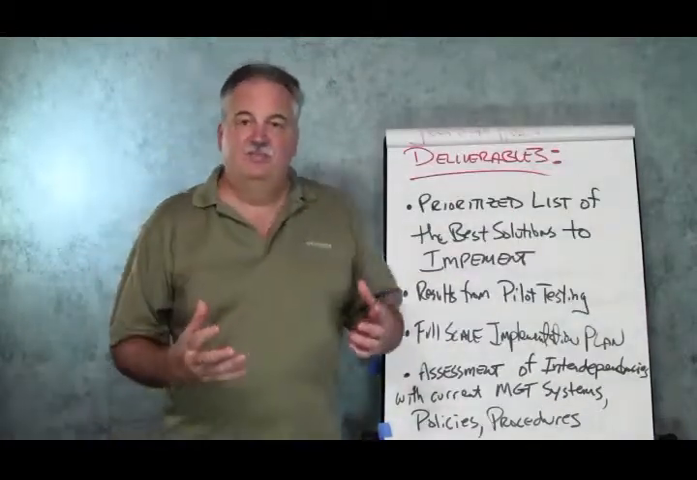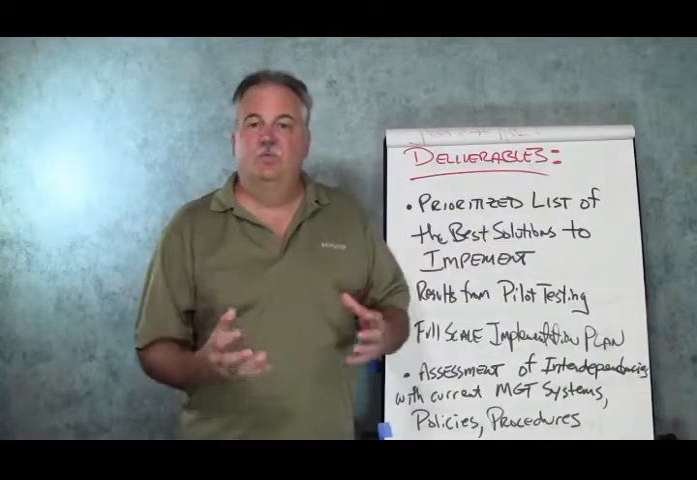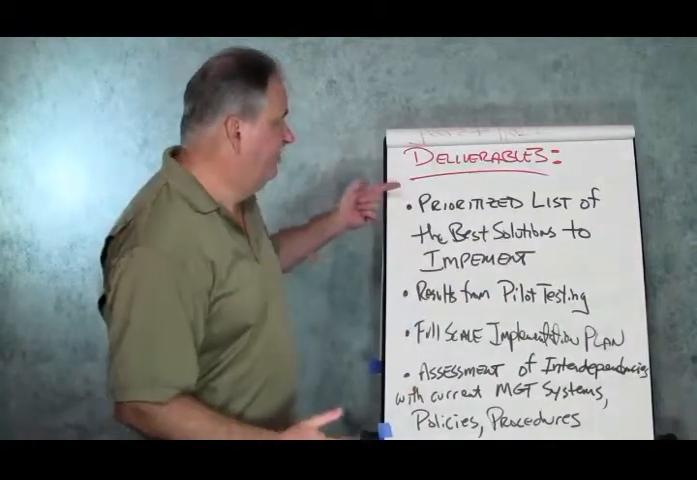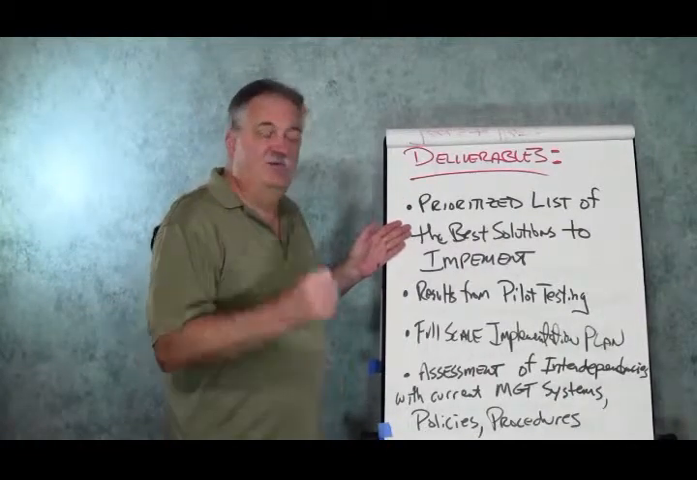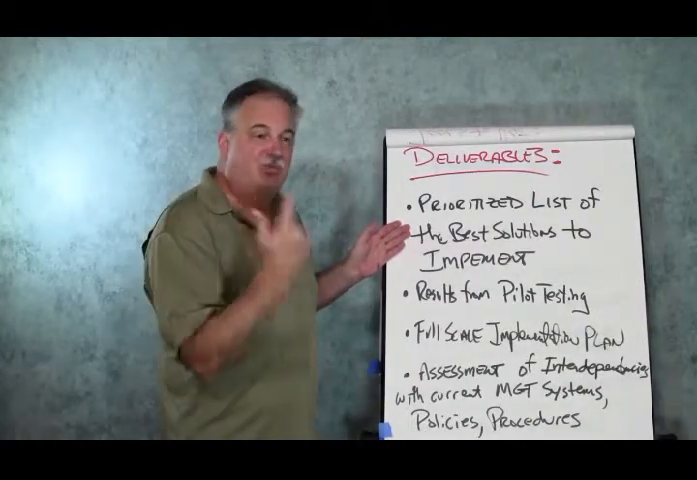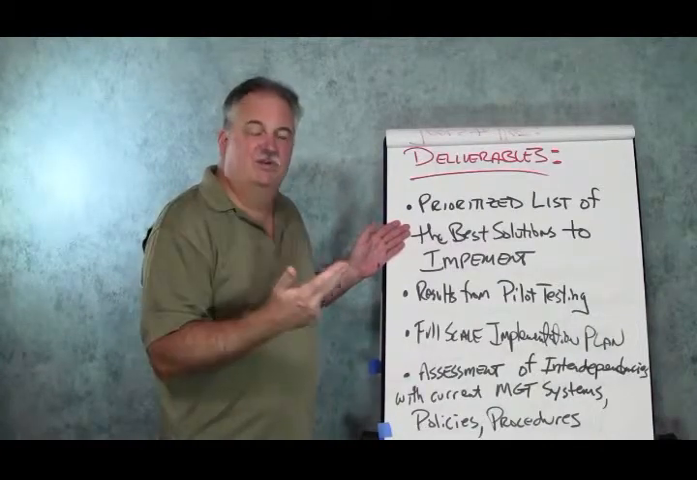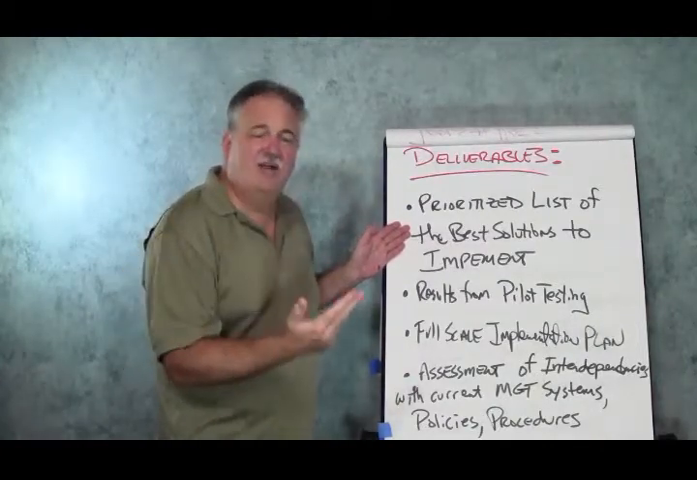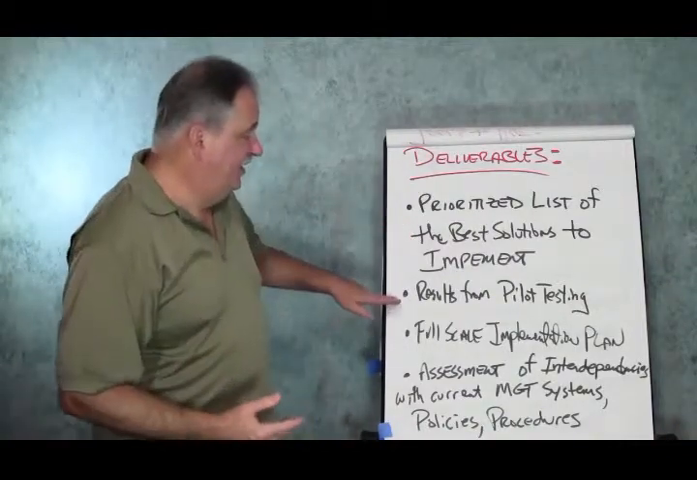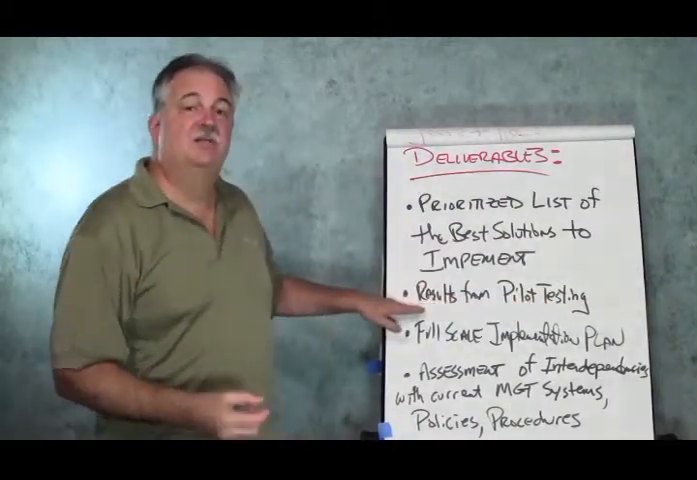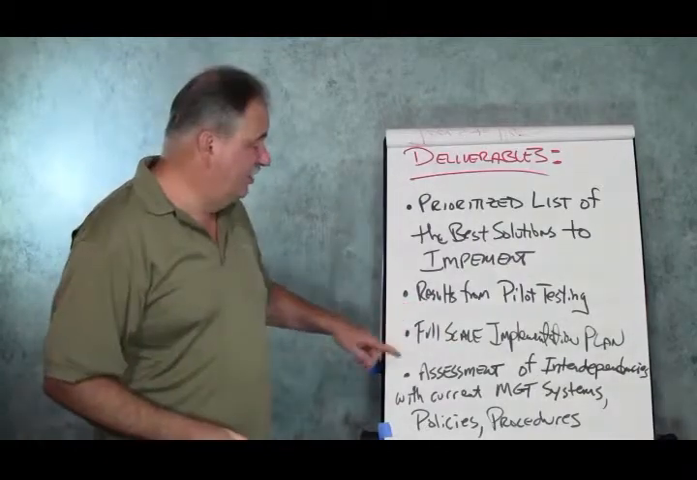The deliverables. To be successful, this is what we have to get done. A prioritized list of the best solutions to implement. Okay, we came up with some solutions, we prioritized them, we looked at risk, reward, we pilot tested, and now we know what it is we're going to implement. All right, the results from the pilot testing to verify that these solutions actually work.